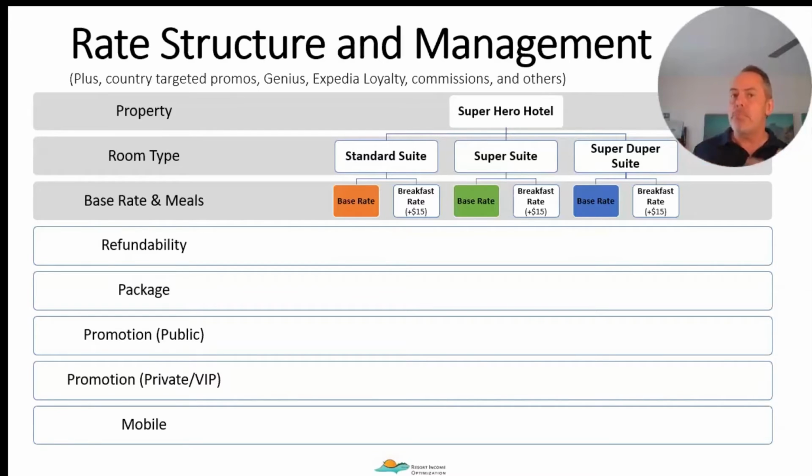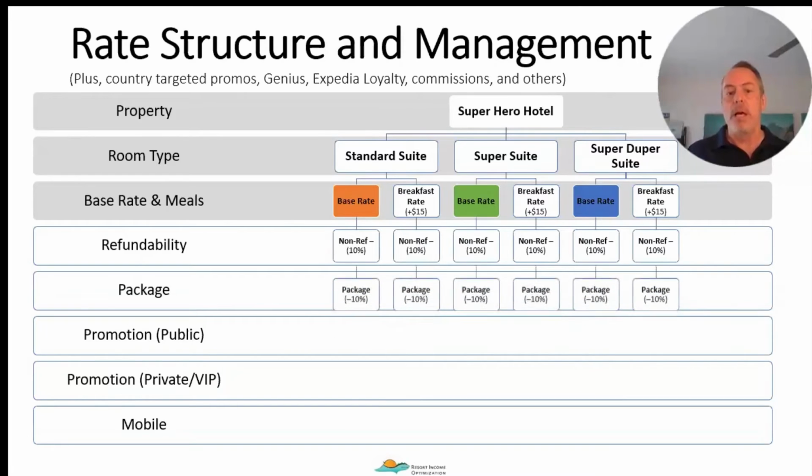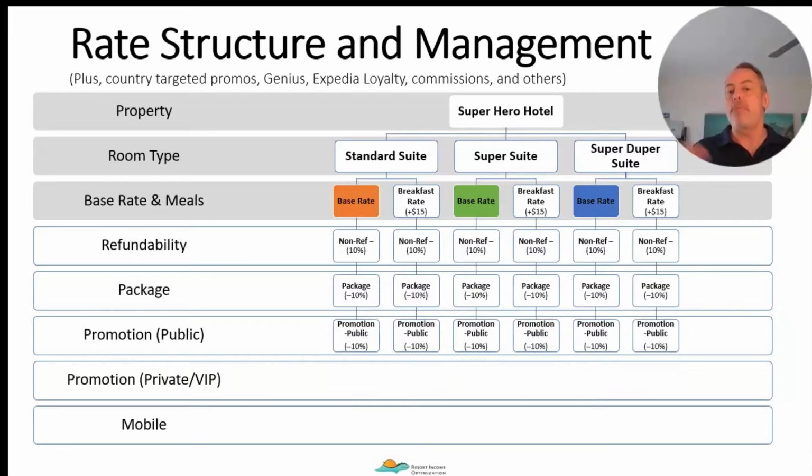You should try not to change that all the time. You should have that fairly consistent. Obviously, you can change it every few months if you need to, or maybe every couple of years, perhaps. But I think it helps to have that consistently adding the same amount all the time. And then you have refundability, which might be a 10% discount. And then package deals you have to give to Expedia might be a 10% discount there as well. And you might have a promotion for 10% or 15%.